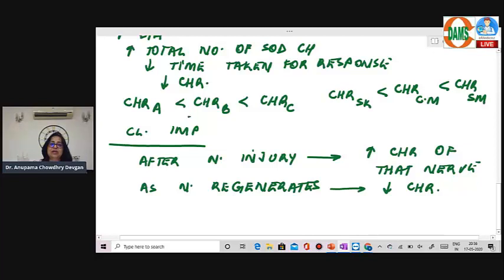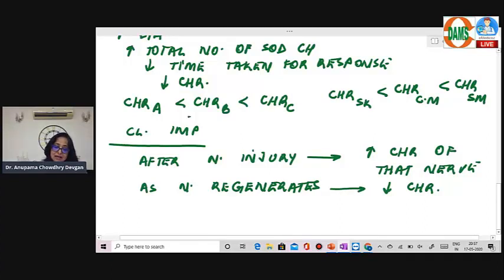Now what is the clinical importance? Like I said, after a nerve injury, the chronaxy of that nerve will increase. Time taken for response will increase. But as the nerve regenerates, there is a decrease in chronaxy. Right? There is a decrease in chronaxy. Type A, type B, type C are the types of nerve fibers.